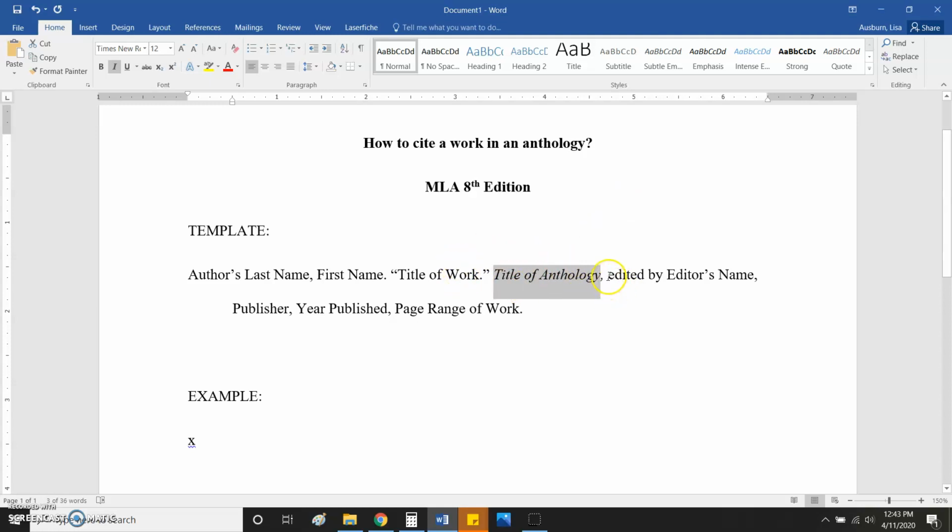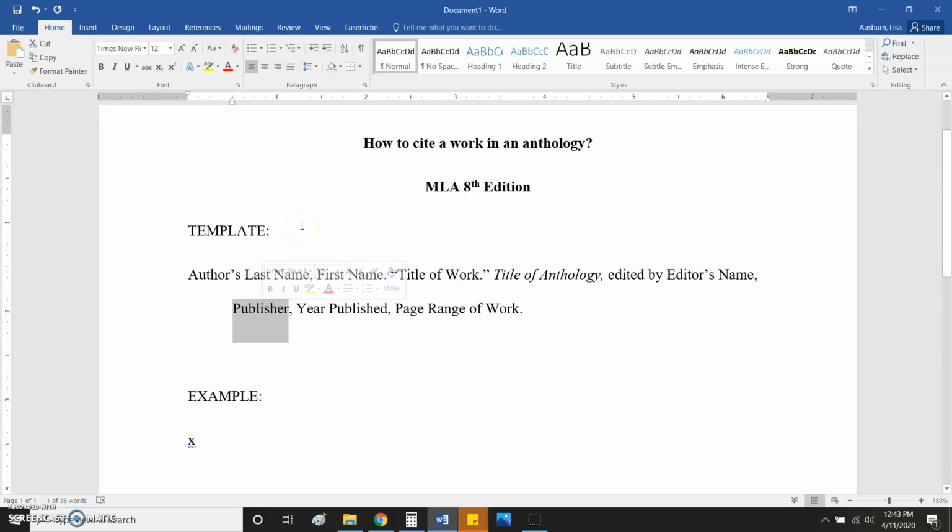There's a comma. Now we're talking about mostly the anthological information. I don't know if I made that word up. Is that fair? You want to tell who the editor is, and you want to begin with the phrase edited by. The editor's name is usually the name that's on the cover. Then you want to find out who the publisher is.